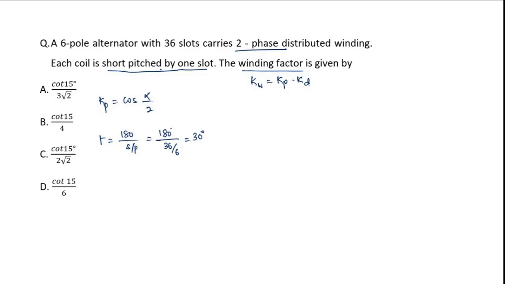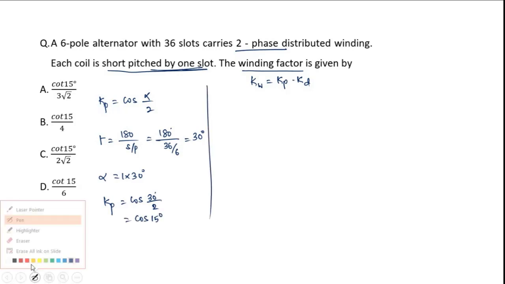How many slots? The winding is short pitched by just 1 slot. So alpha is equal to 1 into 30. You'll get 30 degrees. So Kp will be cos 30 by 2. It comes out as cos 15. So that is the pitch factor.